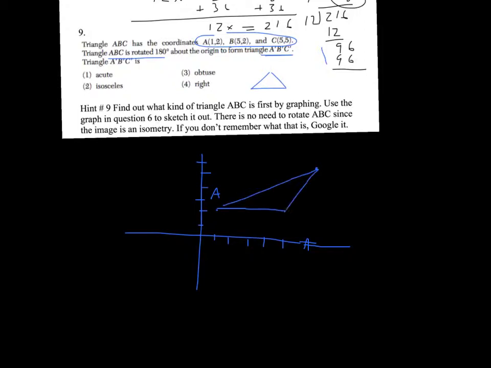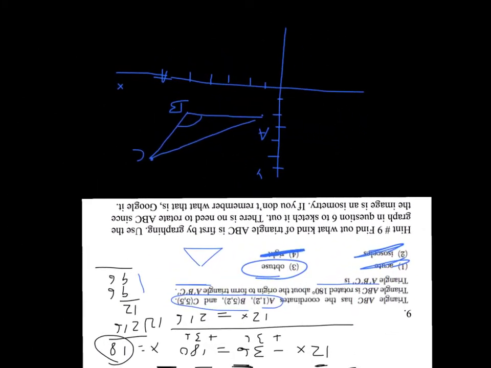And just by the looks of things right off the bat, even with this very poor sketch, I'll know what kind of triangle it has to be. The original triangle is not a right triangle. It's not isosceles. It's not acute. It's obtuse because angle B is very large. So if I take that picture right there and I rotate it 180 degrees, it'll still be obtuse.